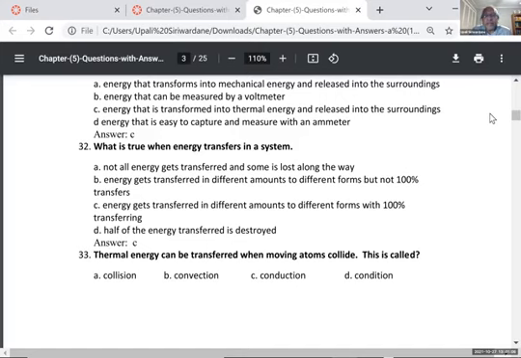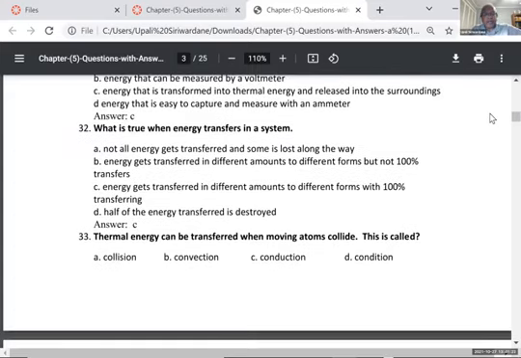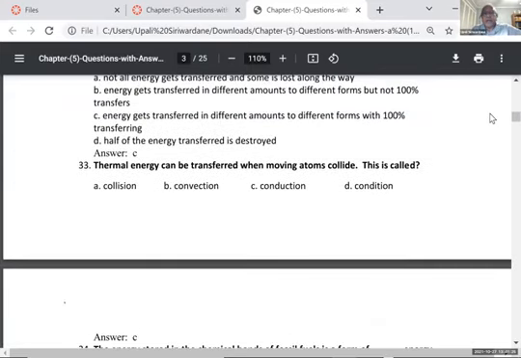Energy gets transferred in different amounts to different forms with 100% transferring. That is, energy is conserved, only we lost some of that to a different form. Half of the energy transferred is destroyed. That's not true. C is the correct answer. Energy is 100% converted to different forms.